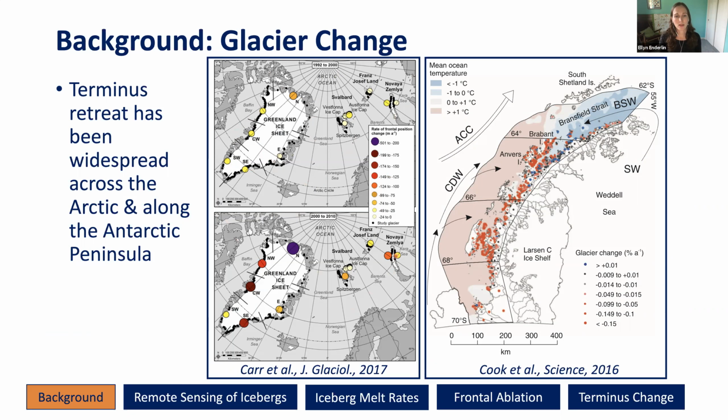And then again in the early 2000s. So you see that there's terminus retreat. Then this is by Allison Cook in Science in 2016, which showed, I believe from the 1960s to almost present, that these larger red circles show where glaciers retreated, and that the magnitude of retreat corresponds to variations in ocean temperature. So now we're also looking at some of the causes here. We see that this retreat is widespread, and it looks like there's an ocean forcing component.